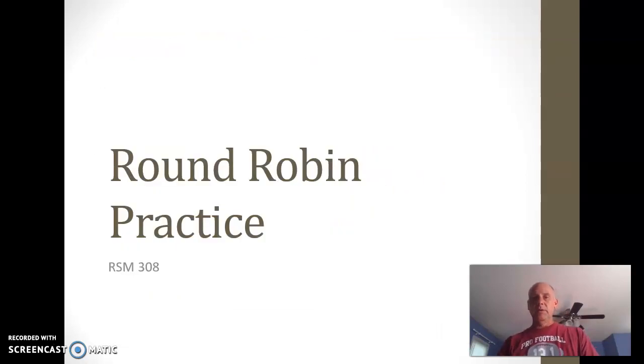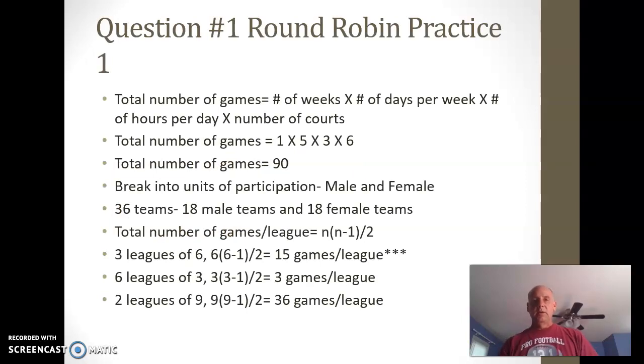So let's look at a little bit of round robin practice. We said the total number of games equals the number of weeks times the number of days per week times the number of hours per day times the number of courts. Let's say we're doing 1 week. We have 5 days per week that week. We have 3 hours a day and 6 courts. So basically we have 90 total games that we can put on in that 1 week. 1 times 5 is 5, times 3 is 15, 15 times 6 is 90.